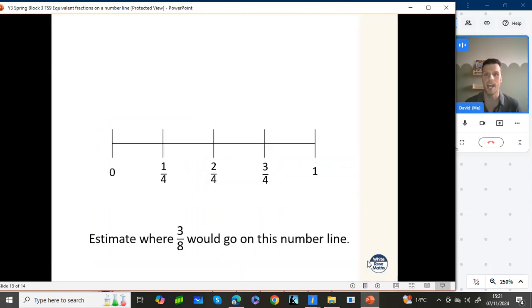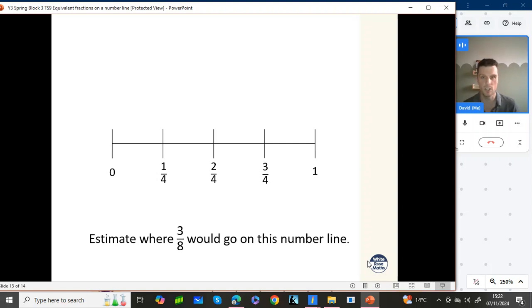Right, so estimate now where 3/8 would go on the number line. Okay, so our answers are not going to be exact. Whenever a question says estimate, what the teacher is looking for is, can you use your knowledge to make an educated guess where it would go? So pause the video here to have a think.